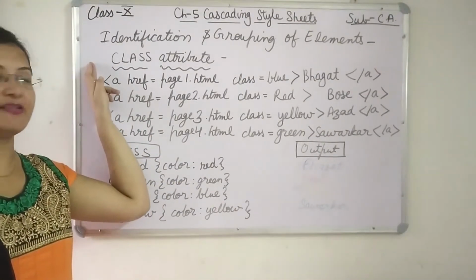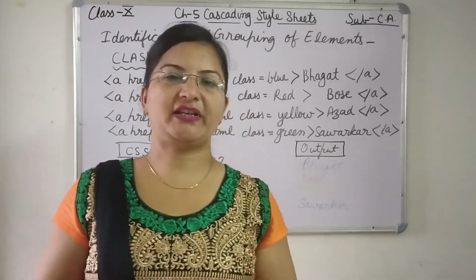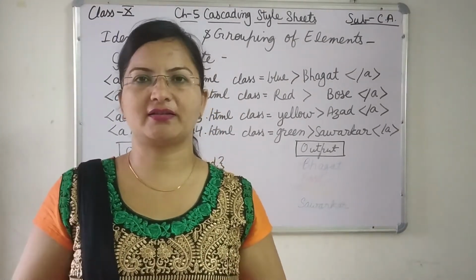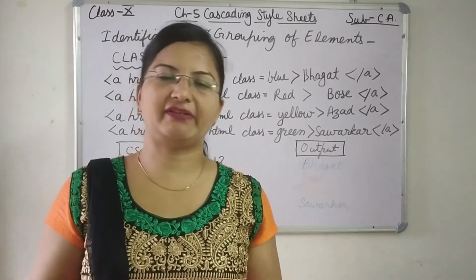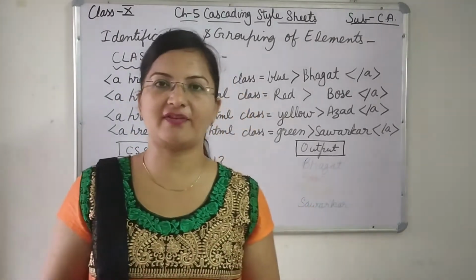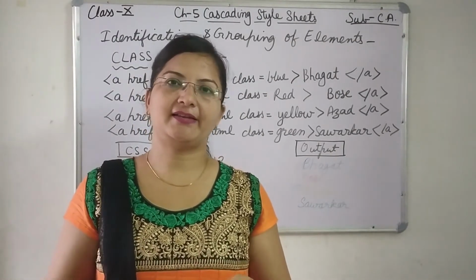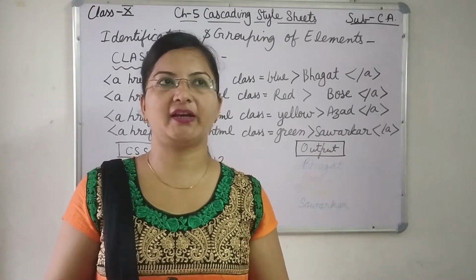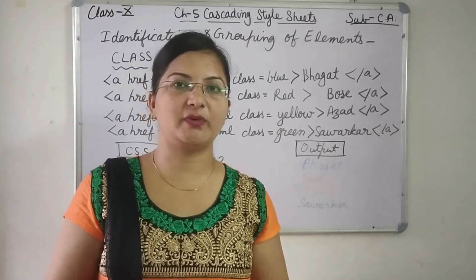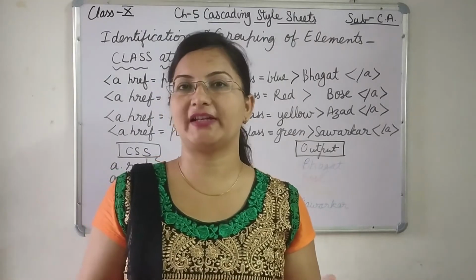Now identification and grouping of elements. If there are so many paragraphs or headings or many links, you know very well, in particular website we can have many links, many paragraphs and lots of headings. So here if we want to group, like first link should be in red color, second link should be in yellow color, third link in green color, and fourth link in blue color.